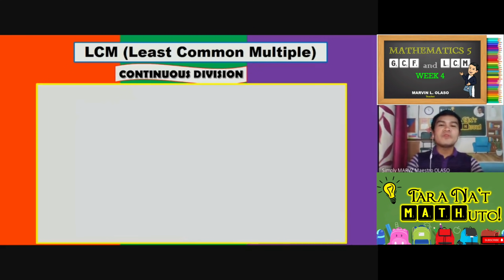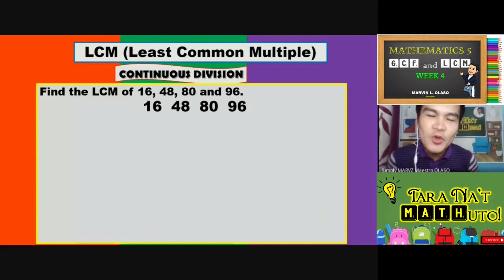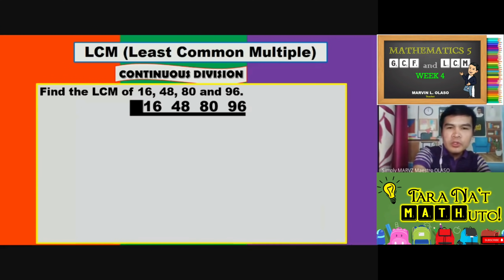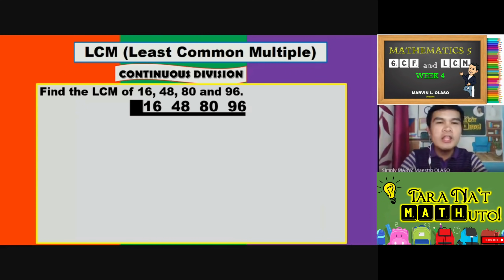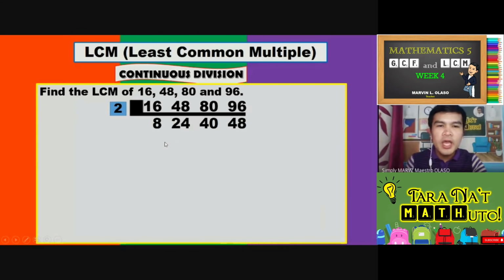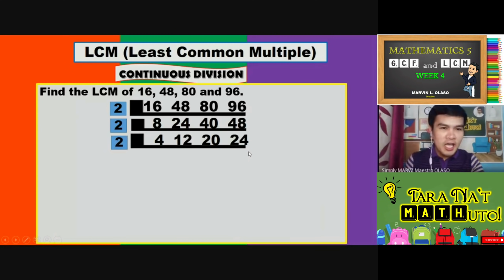Okay? Now, let's have 15, 48, 80, and 96. So, anong gagawin mo? Tulad ng sabi ko, kung hindi pwedeng i-divide yung 4 na given numbers, pili ka lang ng 2 na pwedeng makapag-divide, o kaya 3 numbers. So, in this case, pwede ang 2 kasi they are all even numbers. So, divide mo na yung 4 na yan sa 2, we have 8, 24, 40, and 48. Obviously, pwedeng sa 2 ulit. Kasi mga even. I-divide yung 4 sa 2, we have 4, 12, 20, 24.